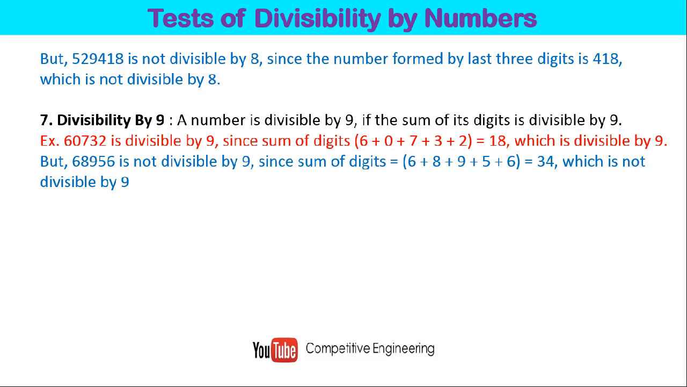Another example, 68956, which is not divisible by 9 since the sum of its digits is 6 plus 8 plus 9 plus 5 plus 6, that is 34, which is not divisible by 9.